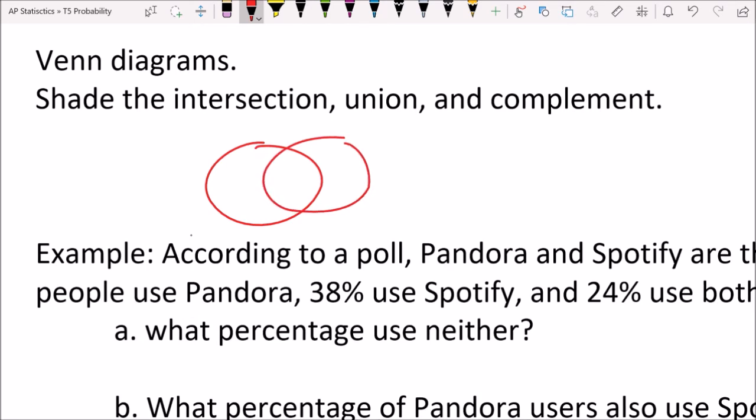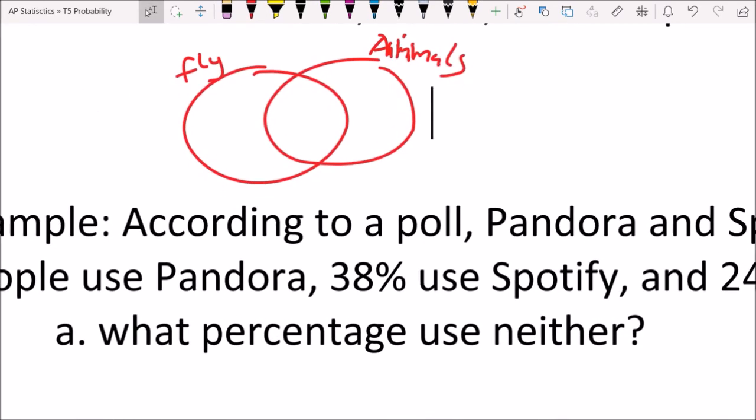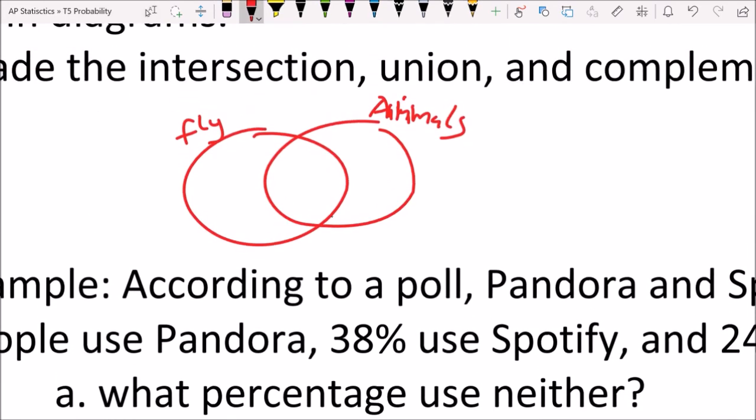And so we would have two things, like things that fly and animals. Then we'd figure out, okay, well, a bird is an animal that flies, and maybe a bee is an animal that flies, and a tiger is an animal that does not fly, and an airplane is a thing that flies, but it's not an animal. And so then we'd say, okay, these are things that have both characteristics, and then some things have one or the other.